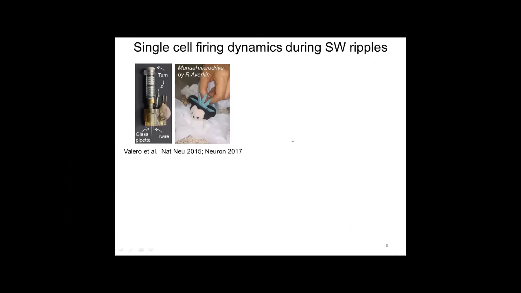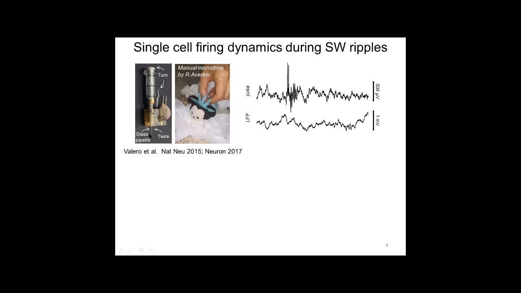But to confirm that this functional segregation during sharp wave ripples is not caused by the anesthesia that we have to use for the intracellular recordings, we use a manual microdrive developed by our colleague Robert Aberkin in Hungary. With this microdrive, you can advance a glass pipette together with an independent drive for the tungsten wire, and you can eventually establish contact with the cell, or get near the cell. But obtaining intracellular recordings is quite difficult under this condition where the animal is not under anesthesia, but it has many advantages as well.